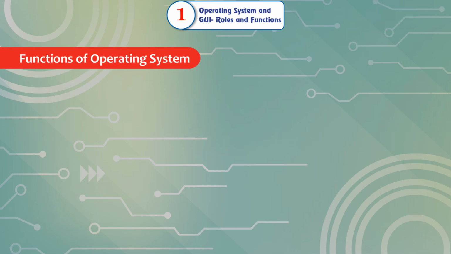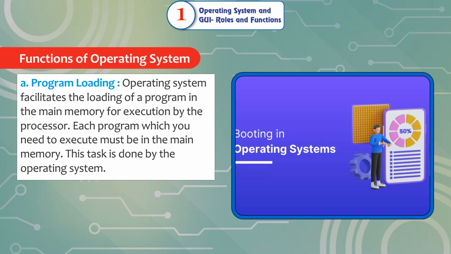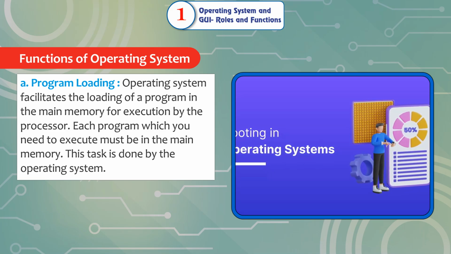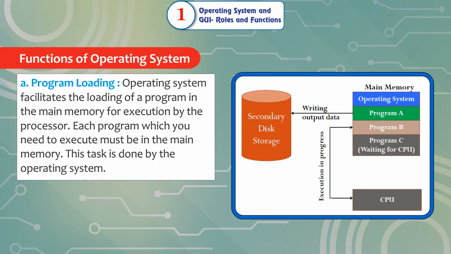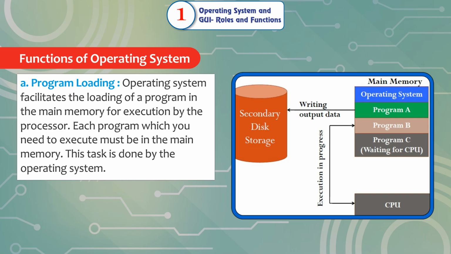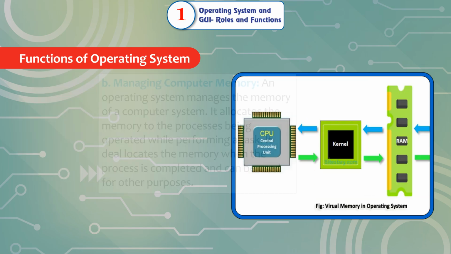Functions of operating system. The various functions of the operating system are explained below. A. Program loading. Operating system facilitates the loading of a program in the main memory for execution by the processor. Each program which you need to execute must be in the main memory. This task is done by the operating system.